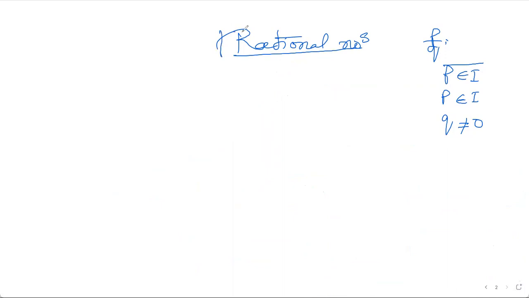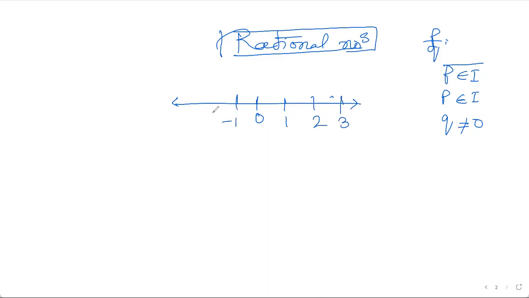Now, how to find some rational numbers between two given numbers? For example, if this is the number line, on this number line, this is 0, this is 1, this is 2, this is 3, this is -1. All those are rational numbers, because these integers are also rational numbers. They can be written in the form of p by q: -3 can be written as -3 by 1, -2 as -2 by 1, this is -1 by 1, this is 0 by 1, this is 1 by 1, this is 2 by 1, this is 3 by 1.